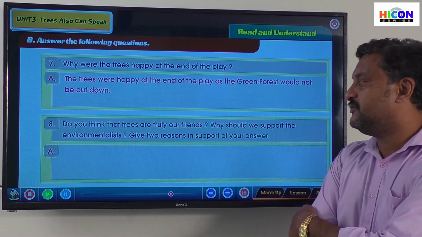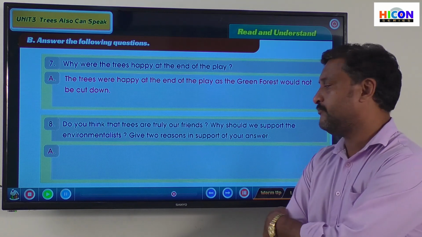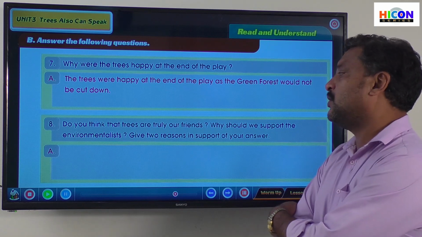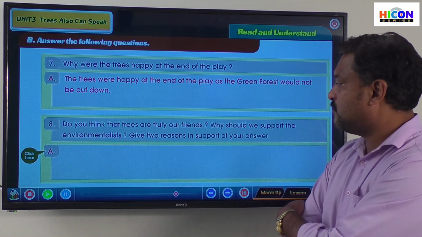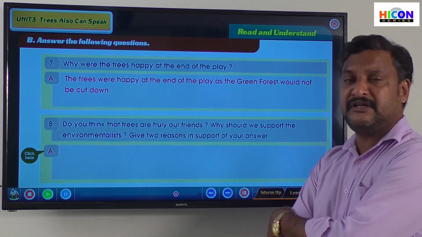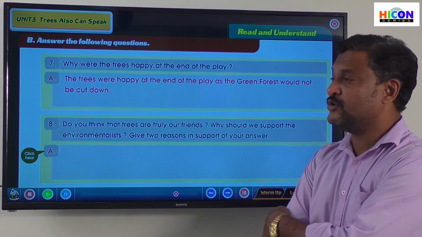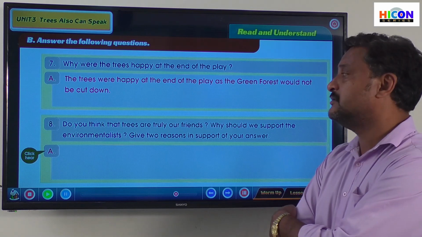Now, do you think that trees are truly our friends? Why should we support the environmentalists? Give two reasons in support of your answer. So, do you think the trees are our friends? Why should we protect the trees? What's your opinion on that?